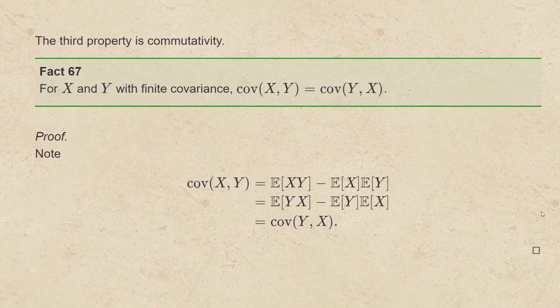The third property is commutativity, which is even easier. The covariance of x and y is the mean of x times y minus the mean of x times the mean of y. Multiplication inside the expectation is commutative, and the multiplication of the means of x and y is commutative, and so we're left with the covariance of y and x.